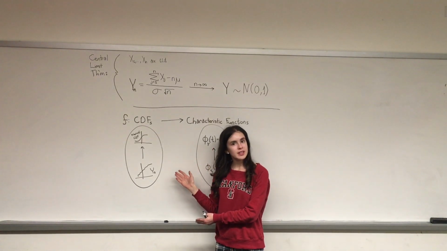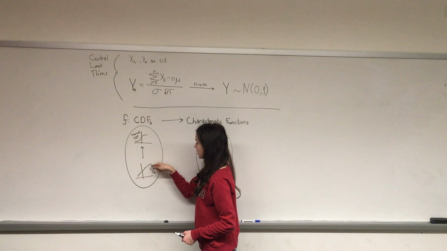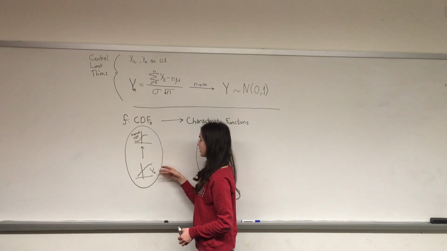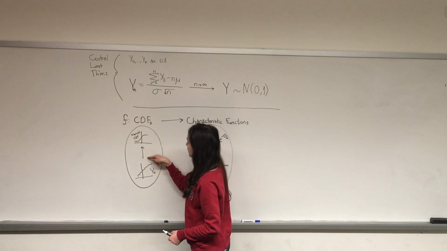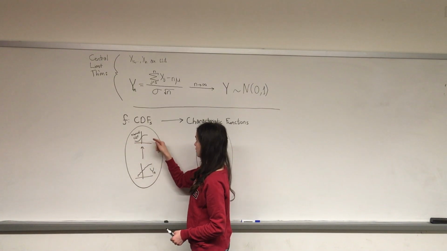Looking at a picture version of what this means, we have this diagram here. Given some arbitrary cumulative distribution function of the random variable, as the number of samples increases, our sample mean gets closer and closer to being distributed like a normal cumulative distribution function.